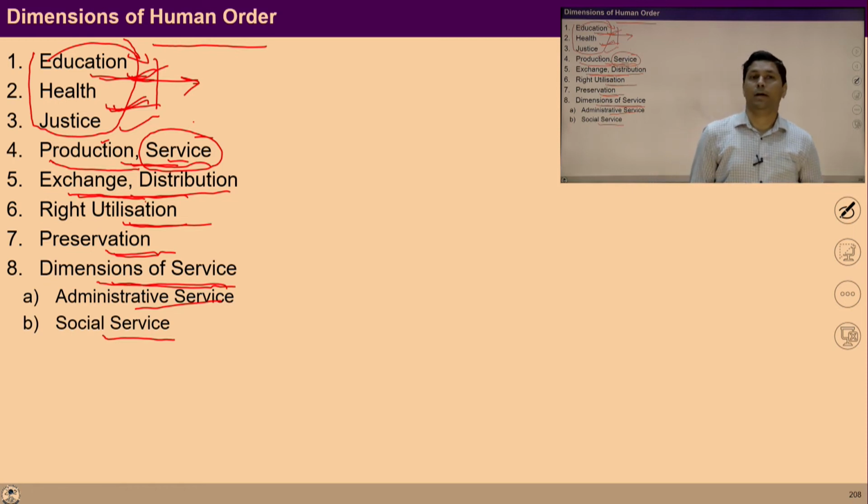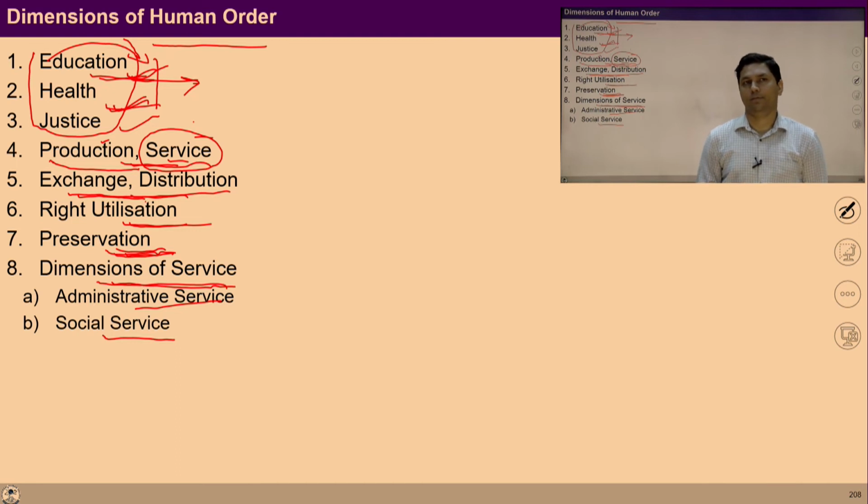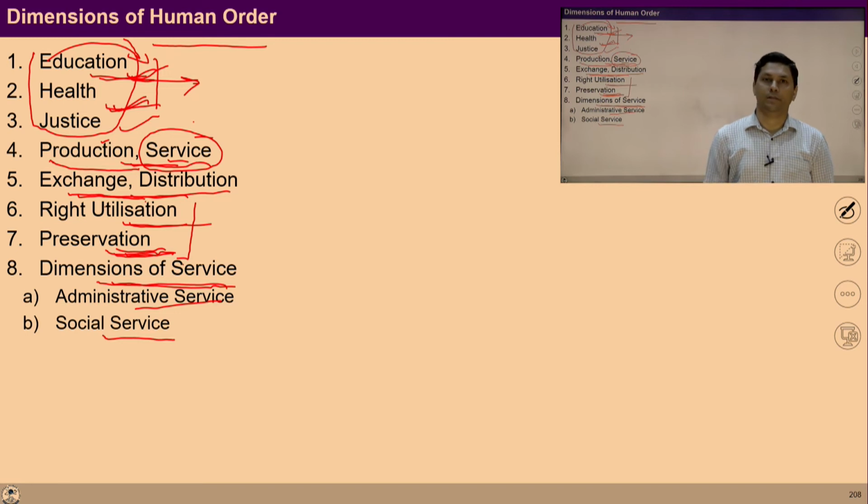People should be aware of how to right utilize the resources so that they can be available generation by generation. Similarly, preservation. We need to preserve, meaning enrich and protect, the natural resources which we utilize for production and exchange. So preservation is also another important dimension for ensuring human order. Whatever is produced, we have to right utilize it, and whatever we have, we have to preserve it. With right utilization and preservation, things are available to the generations and to the rest of the people. So this dimension of right utilization and preservation is also required for smooth functioning of human systems.